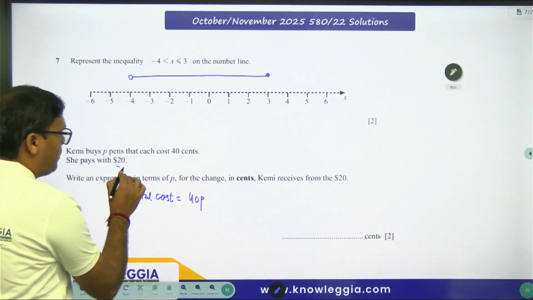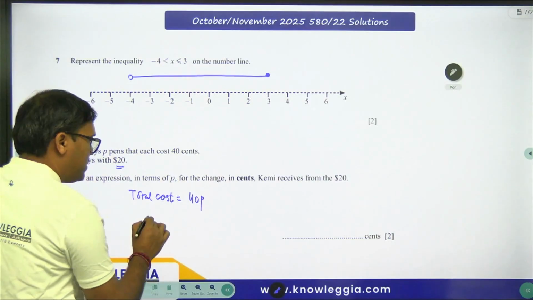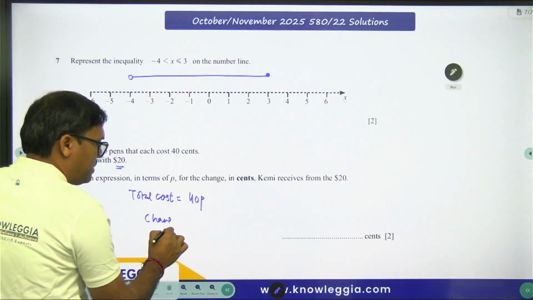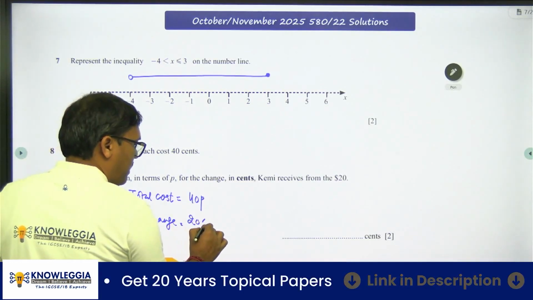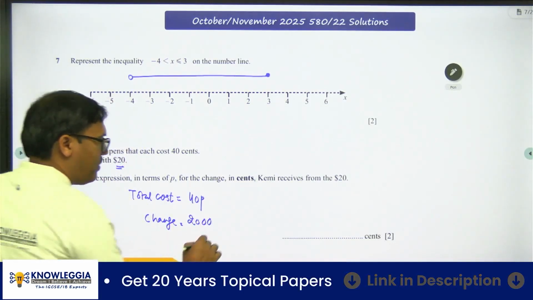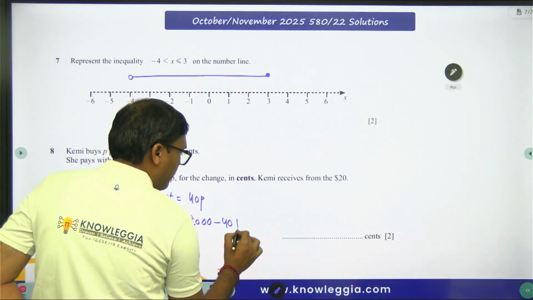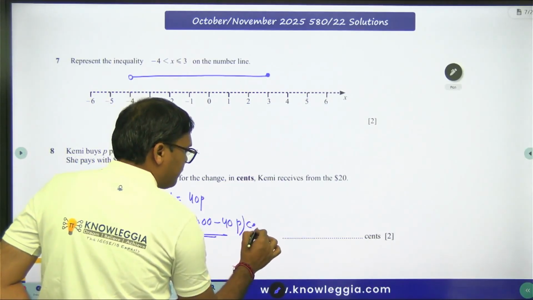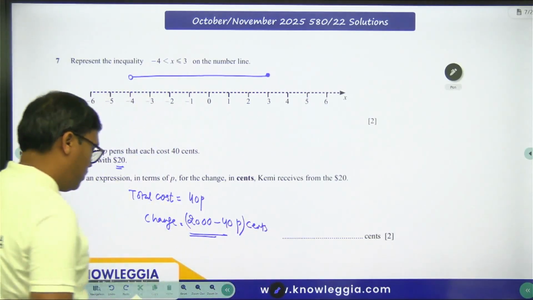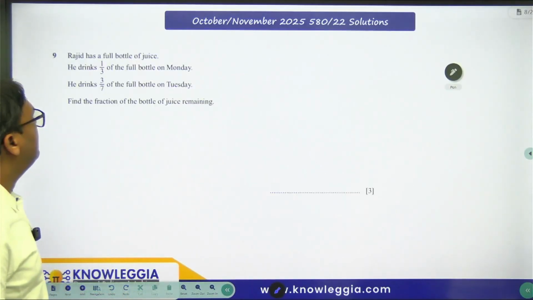Now she pays how many dollars? $20. So what is the change she will receive? Because we are writing in cents, $20 is 20 into 100 cents minus 40p. Because she has to pay 40p. So this is the remaining amount which she will get in cents. So which is 2000 minus 40p. That is the answer for this question.